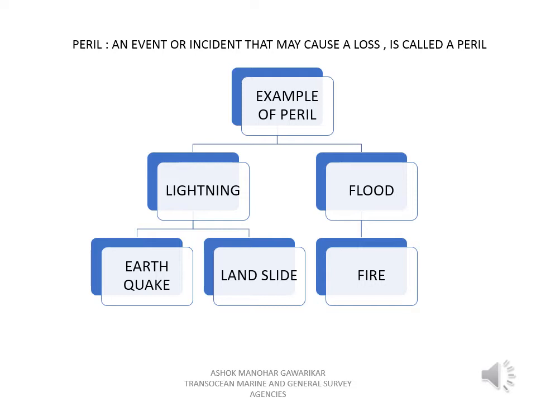Once you say death is the final thing for a human person, the reasons for death could be various types of perils. Once you know what types of perils and hazards are possible, you can try to minimize the risk. What are examples of perils? Fire is a peril, flood is a peril, earthquake is a peril, lightning is a peril, landslide is a peril. An event or incident that may be the cause of loss is called a peril.